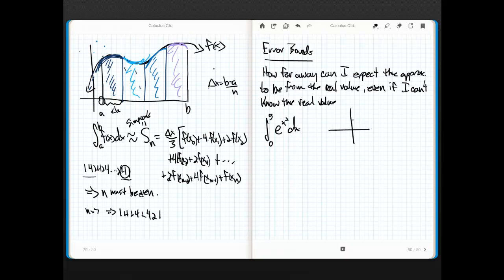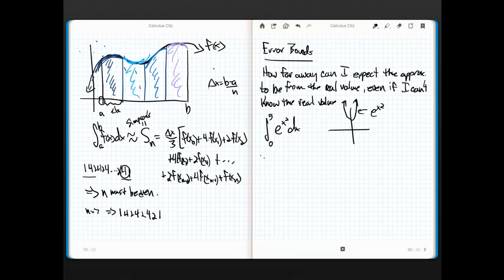E to the x squared looks like this crazy parabola. All right, this guy right here is e to the x squared. The problem is there are no tricks out there. There's no substitution, there's no parts, there's no trig subs, there's no partial fractions. I'm screwed. I cannot figure out analytically how to take the antiderivative of e to the x squared. So I can't know the real value. However, I can use all sorts of these approximation methods, right?